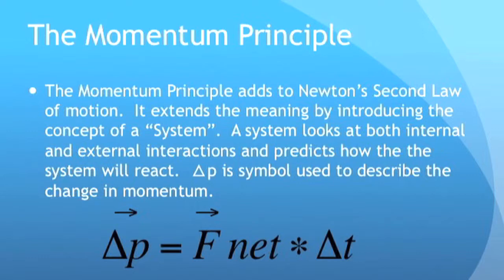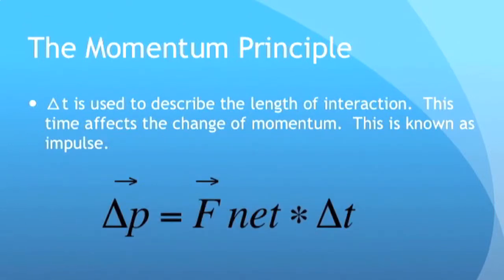The momentum principle adds to Newton's second law of motion. It extends the meaning by introducing the concept of a system. A system looks at both internal and external interactions and predicts how the system will react. Delta P is the symbol used to describe the change in momentum. Delta T is used to describe the length of interaction. This time affects the change of momentum. This is known as impulse. Newton's second law of motion.